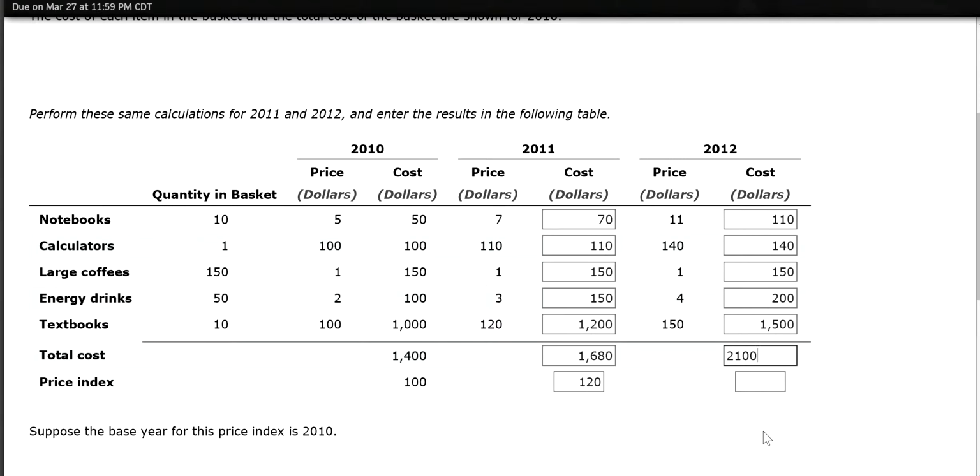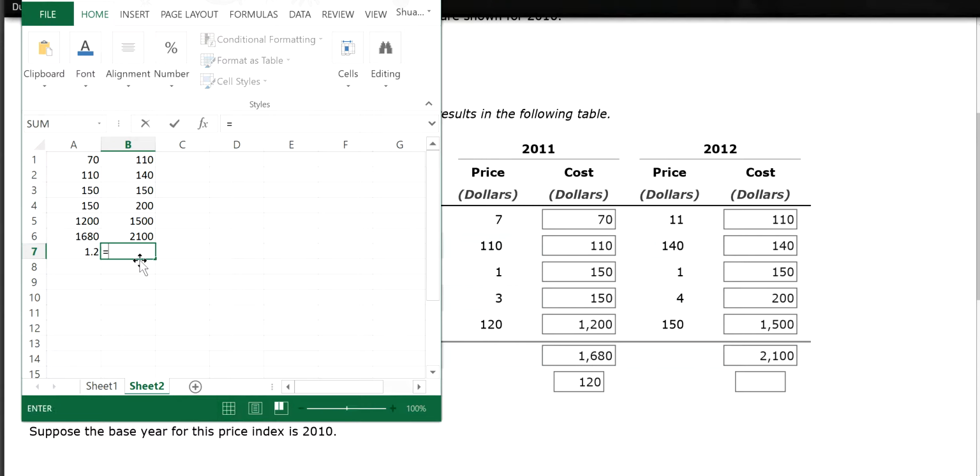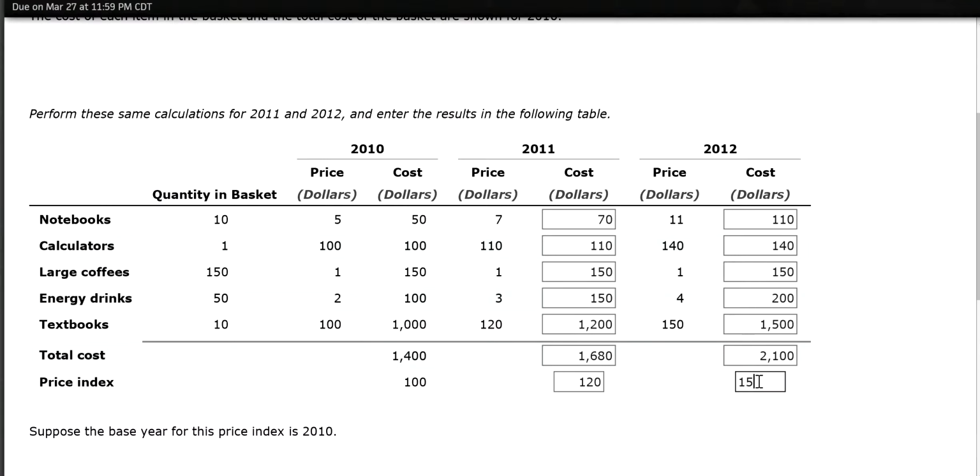And then for the price index, same deal. Going to use our current year, which is 2012 total cost, divided by your base year total cost of 1400. So 2100 divided by 1400, and don't forget to times 100. Okay. So it's going to be 150. That's your price index. So 150.